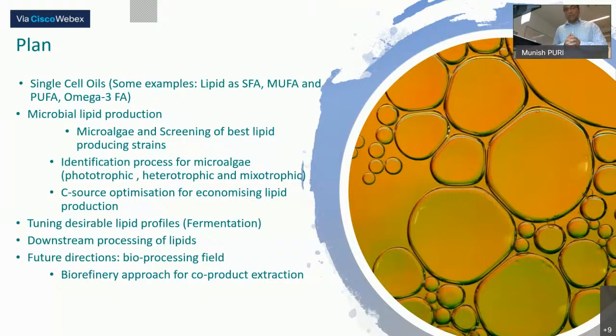So the plan for today's talk is, because the workshop is heavily focused towards biofuels and what other bioactives can be produced from microalgae, I would be talking about single cell oils, how we can produce those oils, and how microalgae is a suitable pathway, how we can tune the lipid profiles, how we can extract, and in what way we can make the production more cost effective.